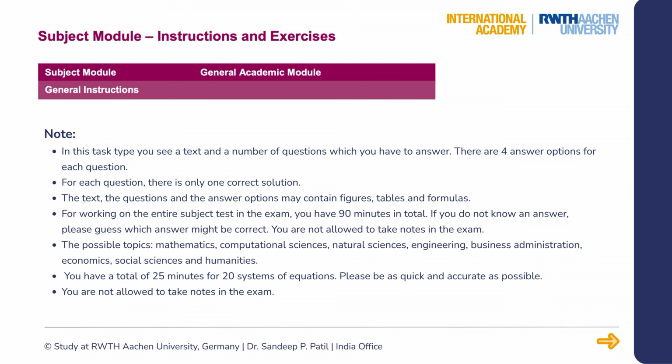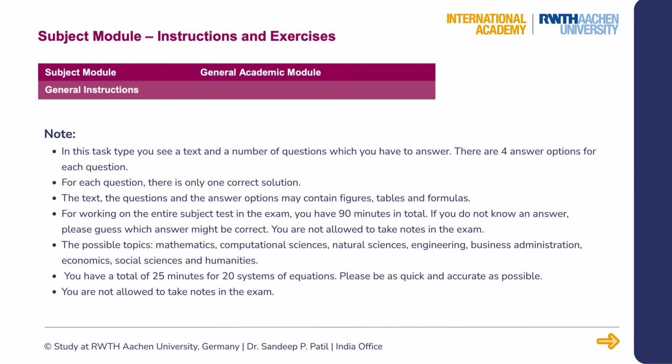But in general, if we look at the common ground of it, you will see a text and a number of questions that you have to answer. There will obviously be 4 options for each question. So it's going to be like an MCQ exam. And for each question, there's only one correct option. It's not like more than one option is going to be the right answer. So you have to guess the correct solution out of it. It may contain equations. It may contain maybe a theorem for which you have to select the right justification. It may contain formulas or even tables for that matter.